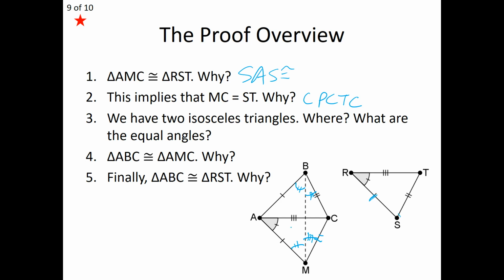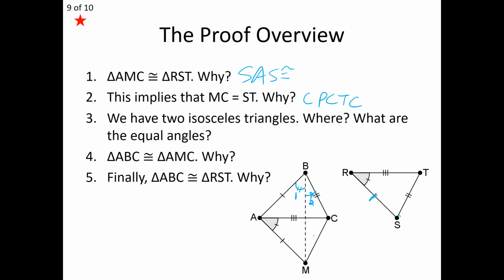What happens if I took this angle measure here, let's call this angle 1, and added it to angle 2? So I'm taking these two angles here and adding them together. Let's take angle 3 and angle 4 and add those two angles together. What happens when I add equals to equals? Oh, that's right. I get equal things.